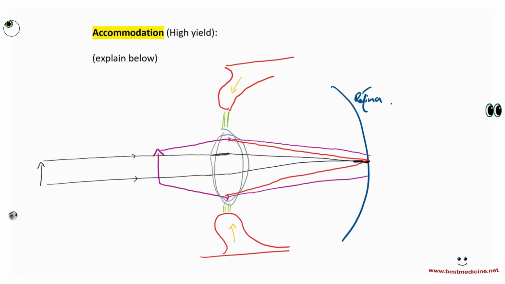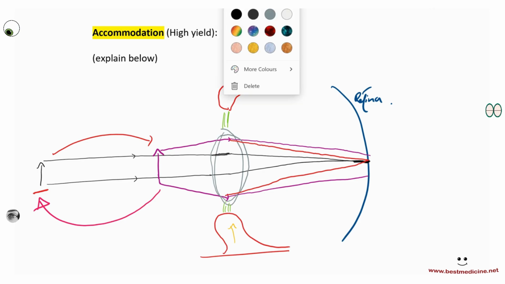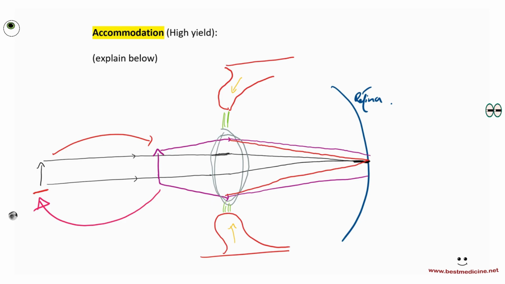That is accommodating for near vision, because you've just gone from a faraway object to a near object. Vice versa will also be true. Vice versa is that you go from looking at a near object to a faraway object. In that case, let's draw this in green, what you start with is a lens that is very thick. It has a greater refractive power.